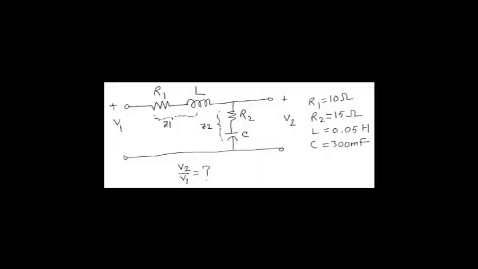The second example circuit you see on the screen. Here we have two branches. One is RL branch and the other is RC branch. Resistor, inductor, and resistor, capacitor respectively. You would also see the voltage across R2C is V2 and the input voltage to the whole circuit is V1. Our objective is to find V2 over V1 transfer function for this controller, and circuit parameters are presented on the right side of the screen.